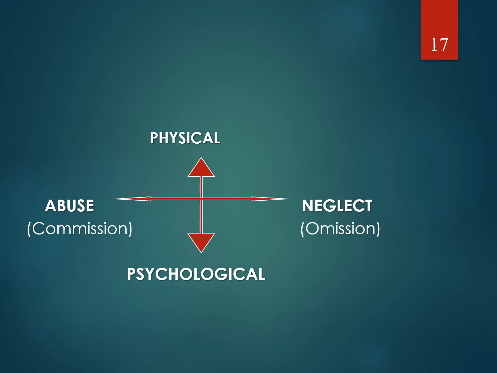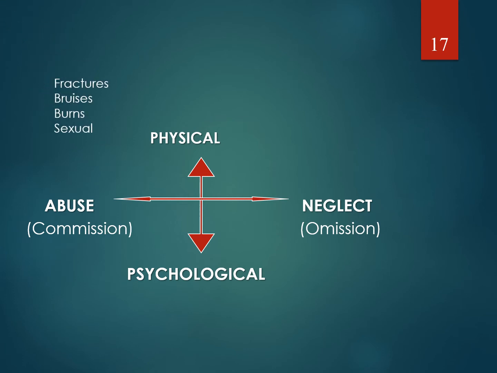So these are the pathways for abuse and neglect. Abuse is an act of commission, while neglect is an act of omission. They can either be of physical form or psychological form. In either way, they can be abused or they can be neglected.